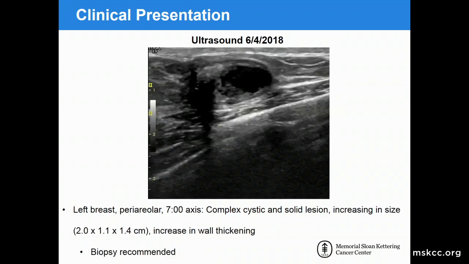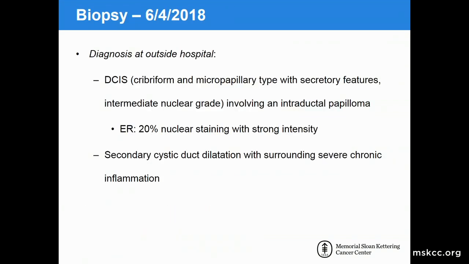So she then returned June the next year, and in the same area of the breast, again, she had this complex cystic and solid lesion, but now it had slightly increased in size from 1.3 centimeters to 2 centimeters. There was also a slight increase in the wall thickening. So at this point, biopsy was recommended.